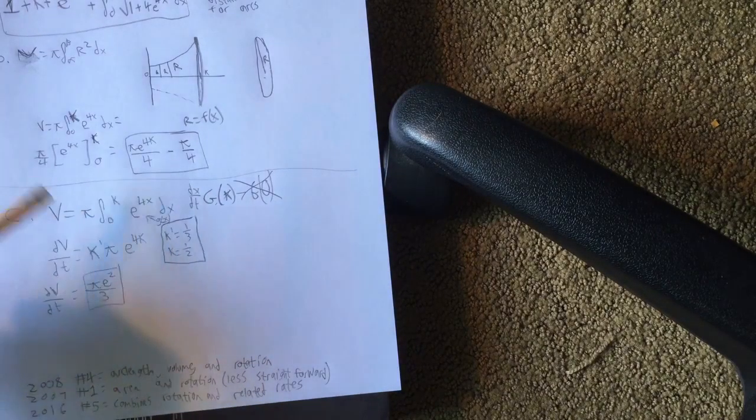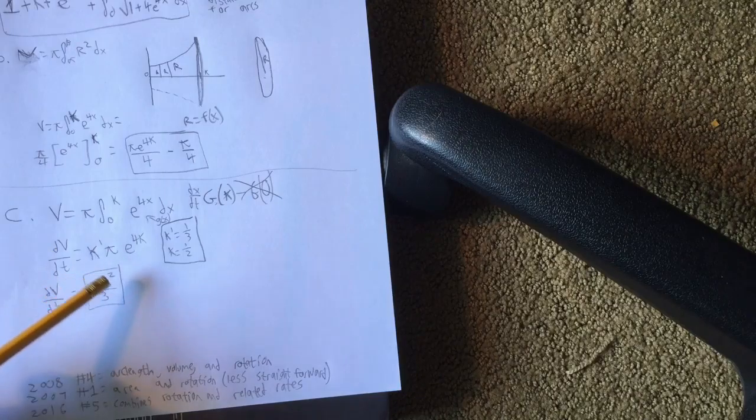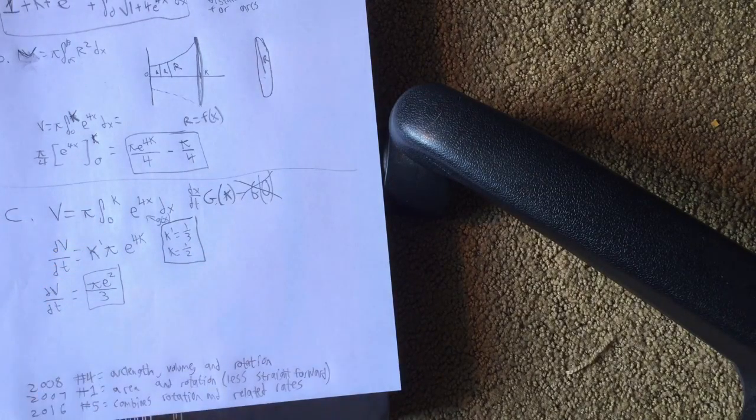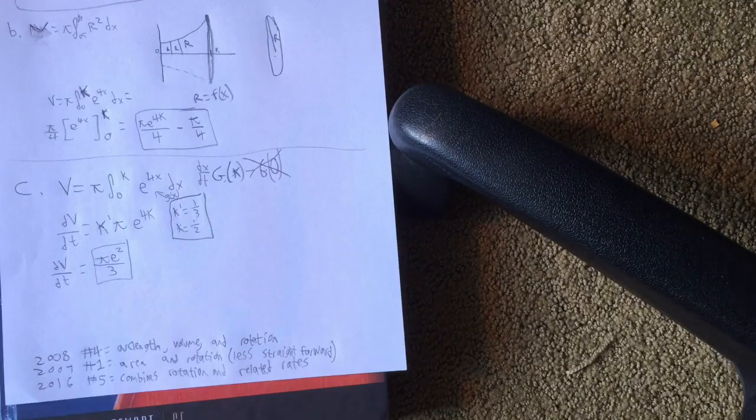So we get through this derivative that dV/dt is k prime times pi times e to the 4k. We can sub in for that and get dV/dt is pi e squared over 3. Great. So now it's time for example problems.